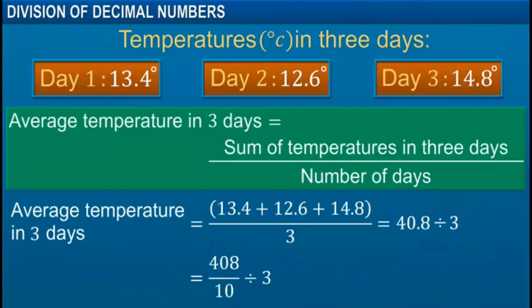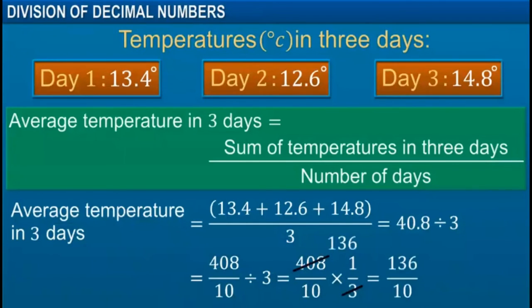When dividing a fraction, we take the reciprocal of the divisor and multiply. The reciprocal of 3 is 1 upon 3. On simplification, we get 136 upon 10. On division, we get the answer as 13.6. Okay, so here we are doing division of decimal number.